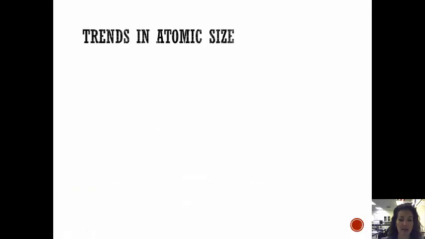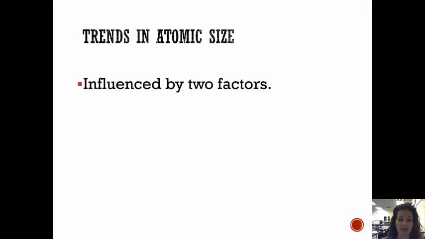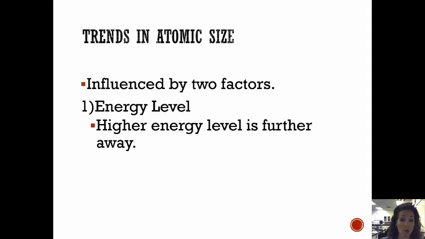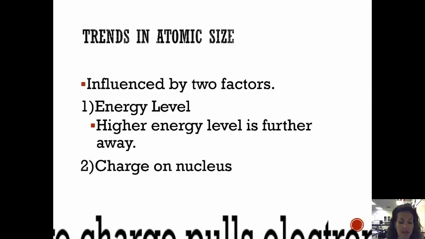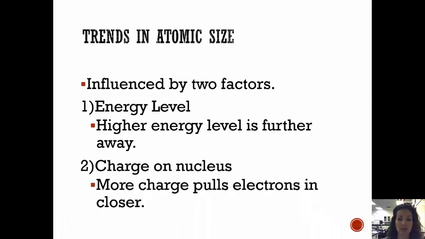Now, there are trends in atomic size across the periodic table, and those trends are influenced by two factors. One, how many energy levels does the atom have? The higher the energy level, the further electrons are away, so the bigger the atom is going to be. And the other is the charge of the nucleus. The bigger the charge of the nucleus, the more pull it has on the electrons, and it's going to keep those electrons closer to the nucleus, and therefore it's going to be a smaller atom.